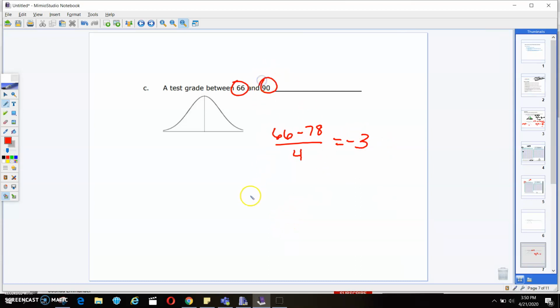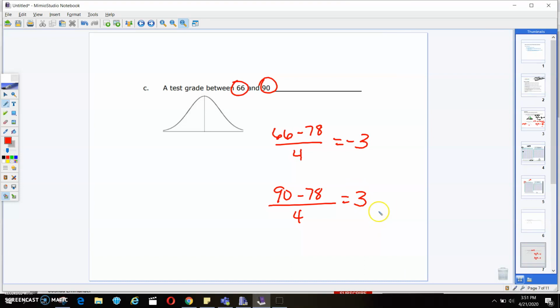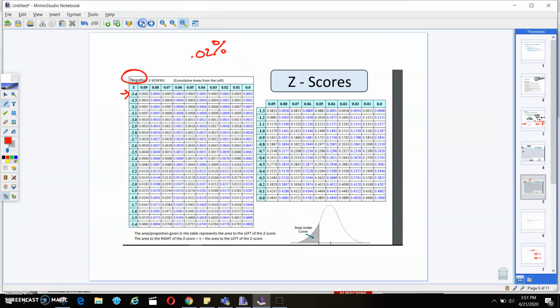We're going to also find a z-score for this 90. Okay, so we're going to do 90 minus 78 divided by 4. So I'm going into my calculator. I'm going to do 90 minus 78, hit enter, and divide by 4. So that's going to give me 3. Okay, so I'm going to go to the negative z-score table, and I'm going to find the z-score for -3. When it's -3, what is my z-score? That's going to be that 0.0013.